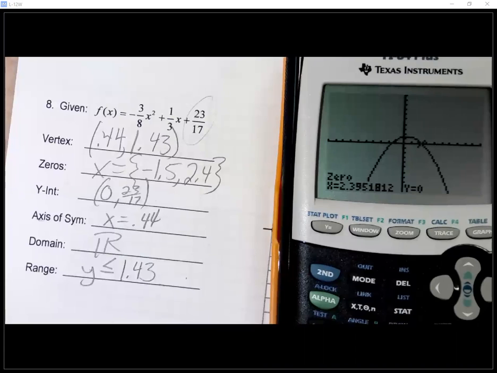Make sure that your range is going the right way, right? It should be y is less than or equal to.